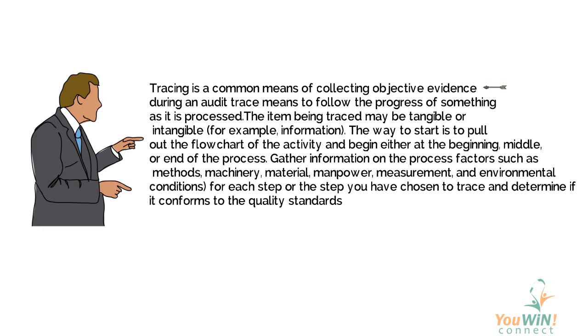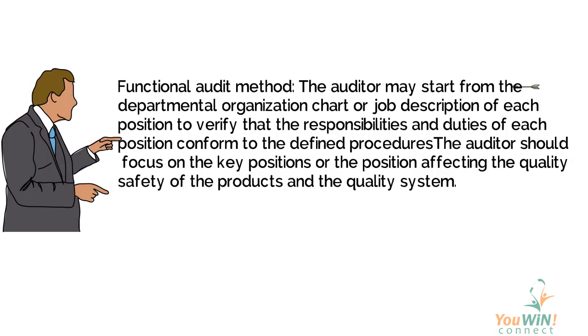For example, information. The way to start is to pull out the flowchart of the activity and begin either at the beginning, middle, or end of the process. Gather information on the process factors such as methods, machinery, materials, manpower, measurements, and environmental conditions for each step or the step you have chosen to trace and determine if it conforms to the quality standard.